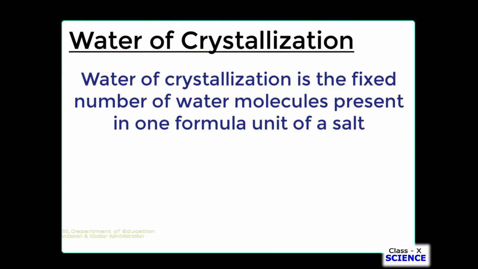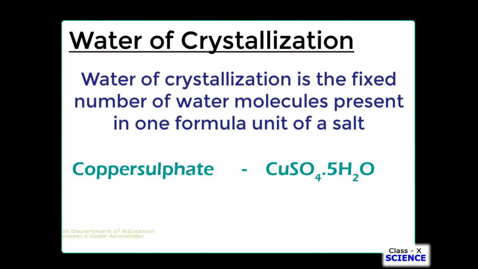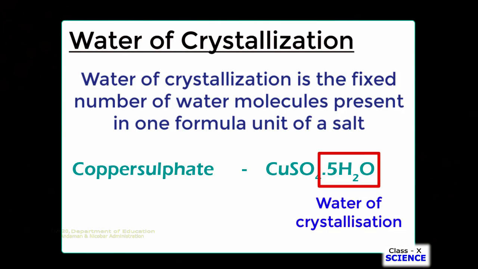Dear students, water of crystallization is the fixed number of water molecules present in one formula unit of a salt. For example, copper sulfate, which we see in blue color, is blue because some water molecules get into its molecular formula. So the actual formula of copper sulfate is CuSO4·5H2O. Here, 5H2O is the water of crystallization.